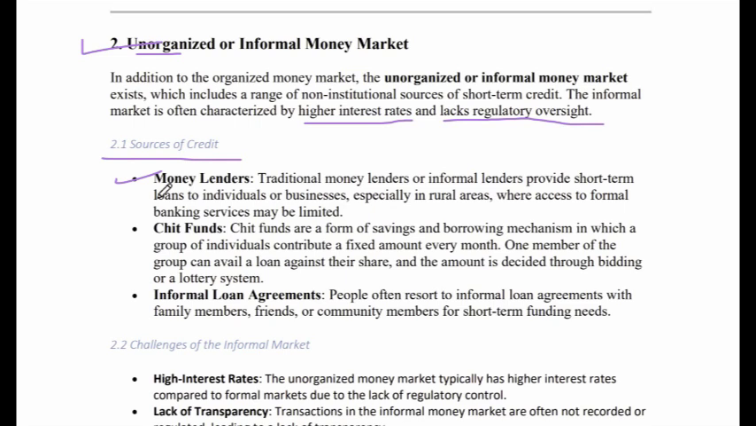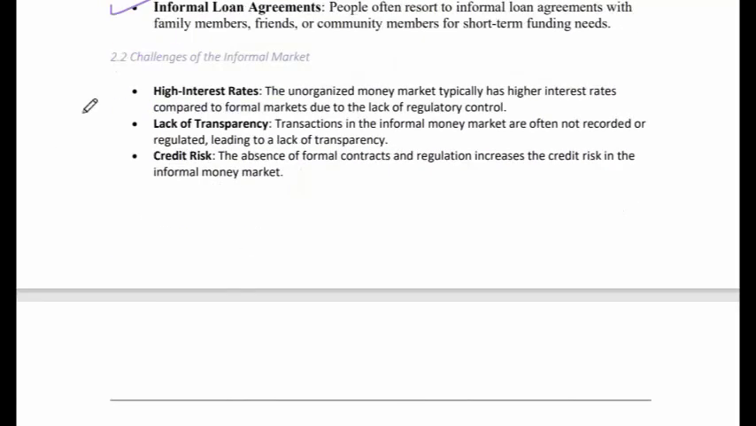Chit funds. Chit funds are a form of savings and borrowing mechanism in which a group of individuals contribute a fixed amount every month. One member of the group can avail a loan against their share, and the amount is decided through bidding or a lottery system. Informal loan agreements. People often resort to informal loan agreements with family members, friends, or community members for short term funding needs. Let's look at the challenges of the informal market.